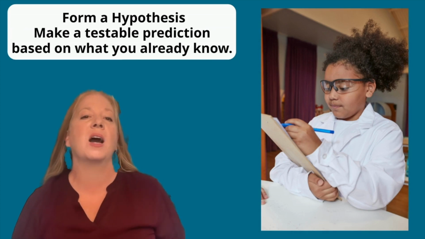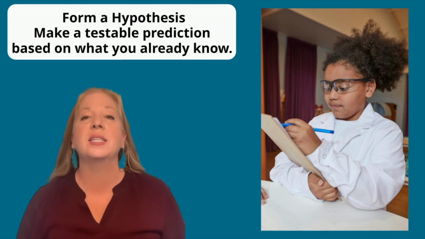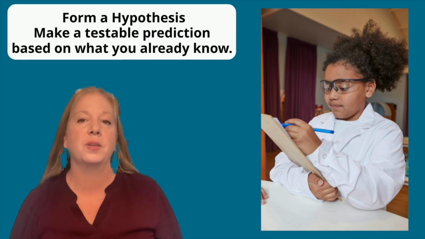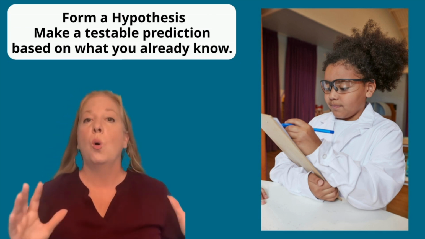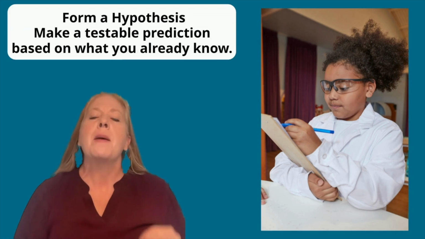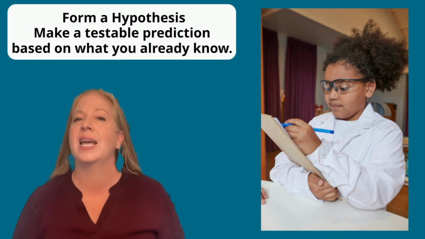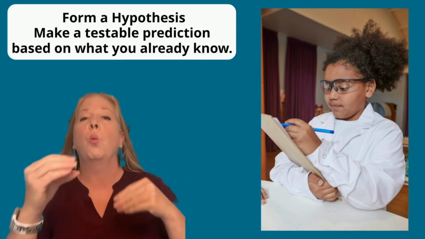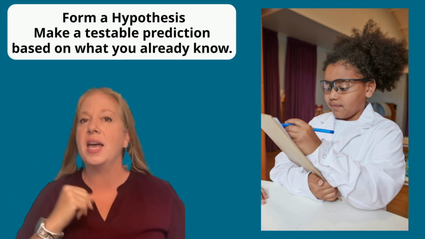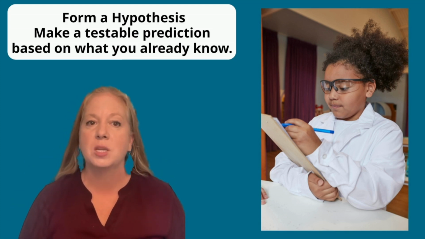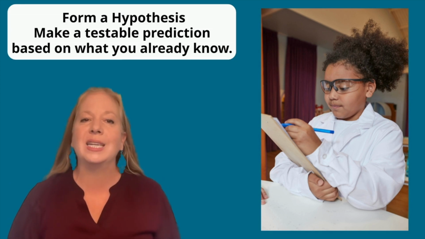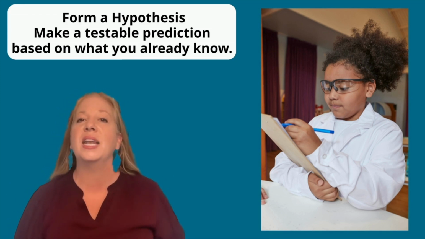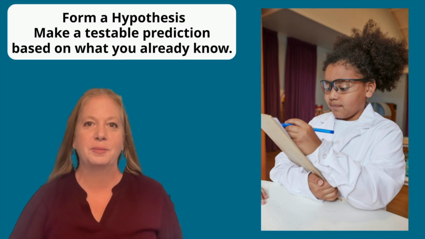From there, we make a hypothesis. Now, a hypothesis is a smart guess that you can test. And scientists base their hypothesis on prior knowledge or observations. Many times the hypothesis is written as an if-then statement. If, what are you going to change? Then, what do you expect will happen? So for Mia, she's predicting that if I add more salt to the water, then the egg will float higher.